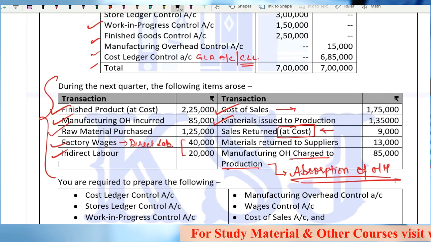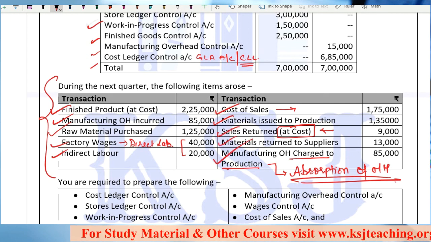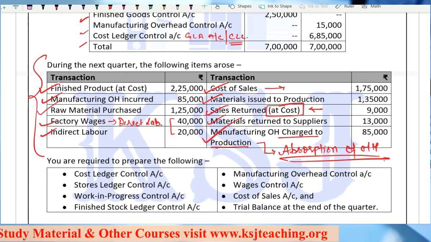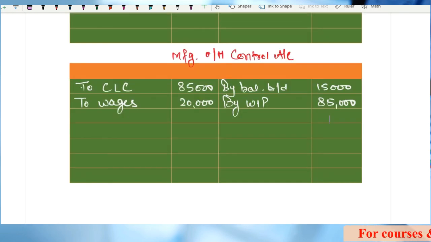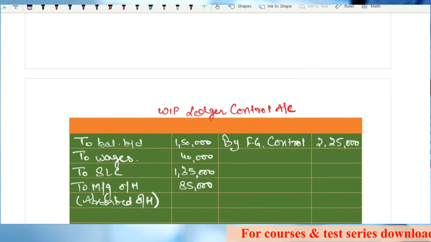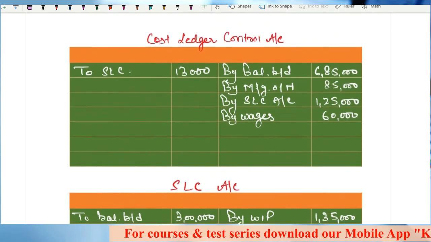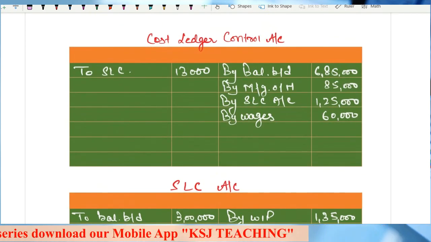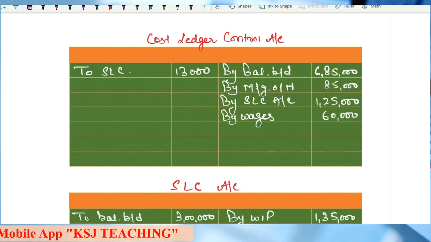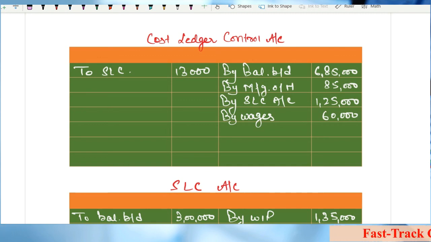Now let's see if there is any other entry left. Sir, we are done with sales return, material, manufacturing. Any other entry left? No, sir. So nothing left there. That means now we have to close these accounts. Remember one thing, close this CLC account in the end. Always close this CLC account last, because there might be some entries which are to be transferred to the CLC account, right? So close this account last.